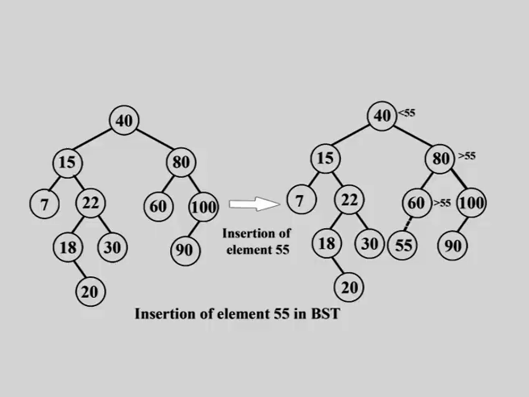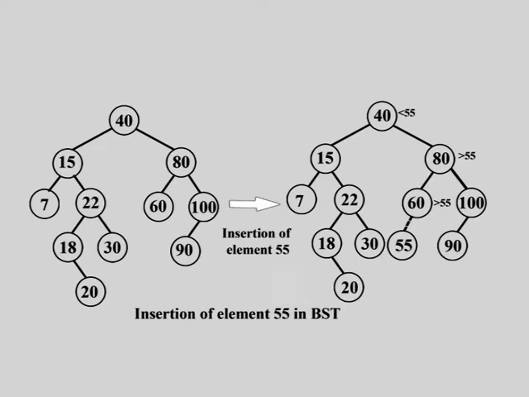To understand the insertion operation, consider the binary search tree. Suppose an element 55 is to be inserted in this binary search tree. Before inserting the element 55 into the tree, we will find the appropriate position where it can be inserted. To accomplish this task, we will start comparing the element 55 with root element 40. As element 55 is larger than root element, so we proceed towards the right.